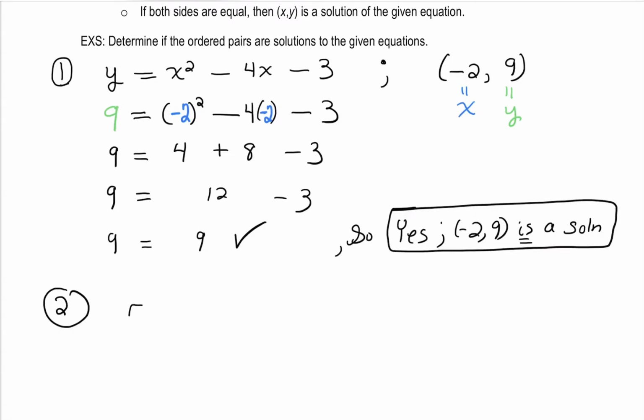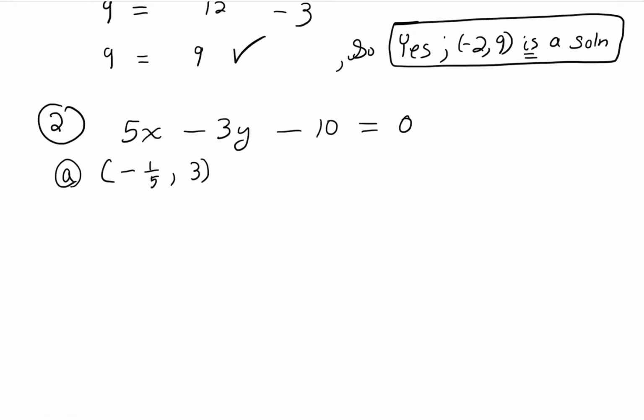Suppose we had 5x minus 3y minus 10 equals 0. And let's say we'll do a couple of them. So for part A, let's throw in a little fraction, negative 1/5, 3. All right, so again, that is my x, and the y is the 3. And so we are going to be subbing in for x and for y, and then the whole idea is going to be to see if we get a true statement.